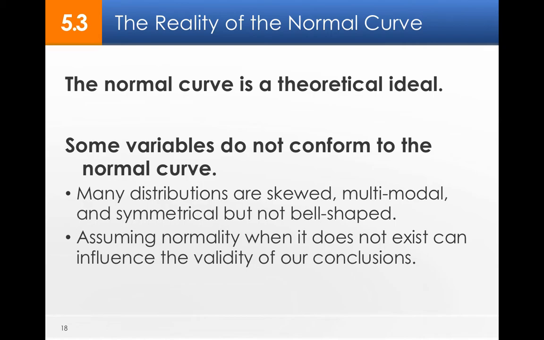Remember, it's a theoretical idea, and not all variables are going to conform to this. Okay, most data is not going to be normally distributed. Most distributions are skewed, multimodal, or symmetrical, but not bell-shaped. A normal curve is a bell curve. We don't want to assume that our data is normally distributed if it's not, because it can screw up our conclusions.